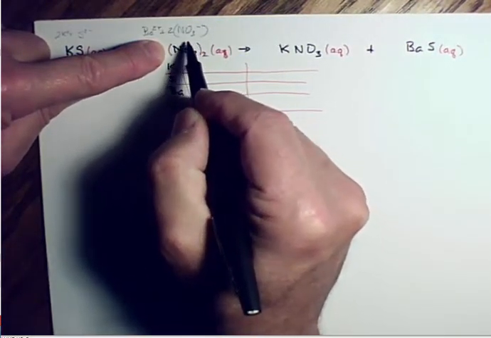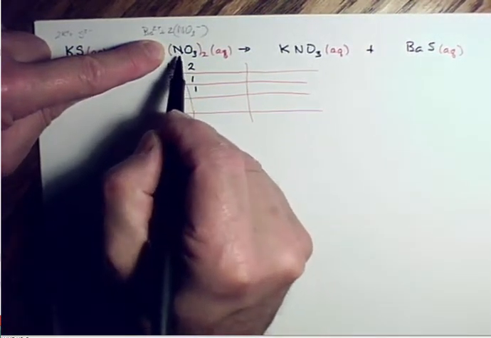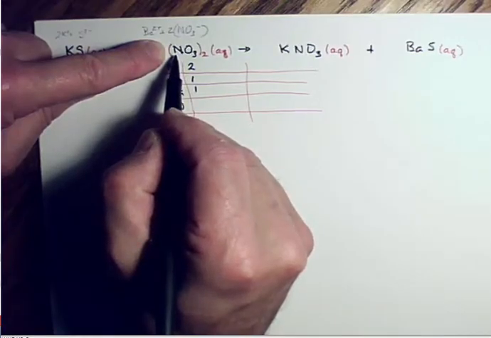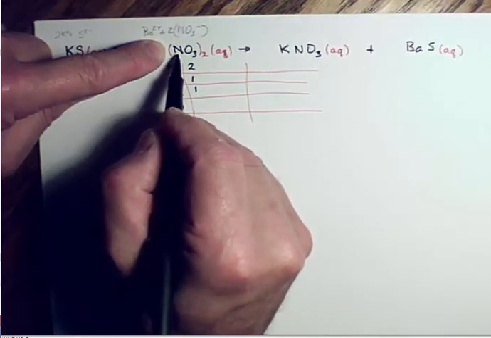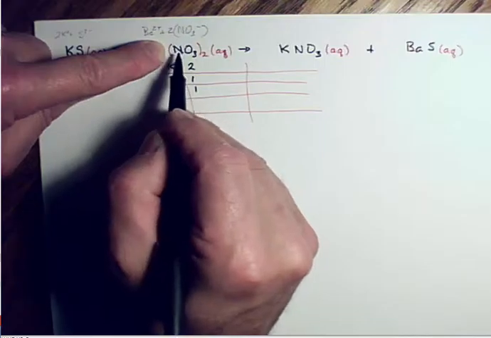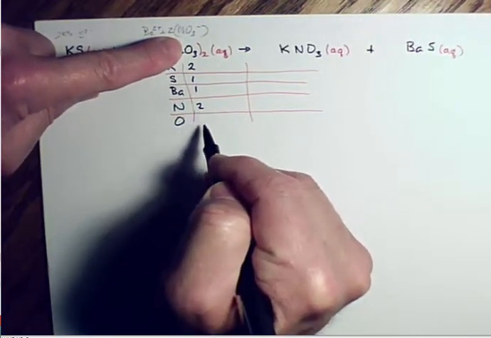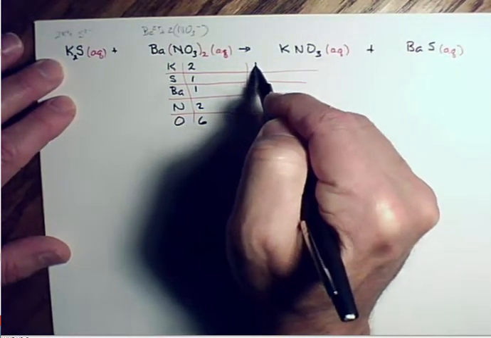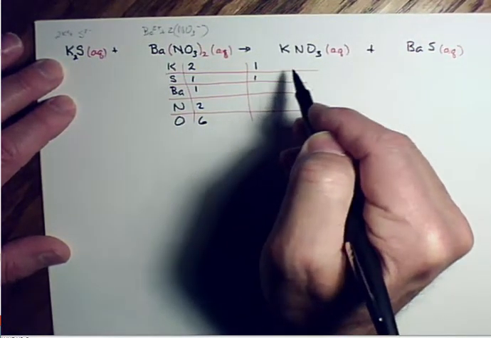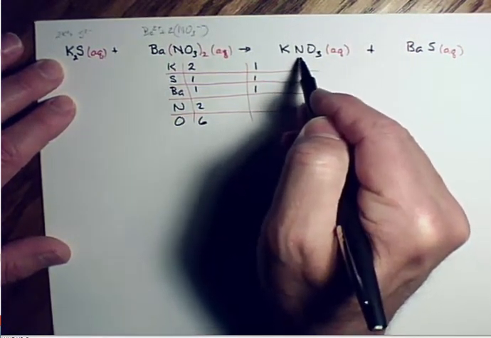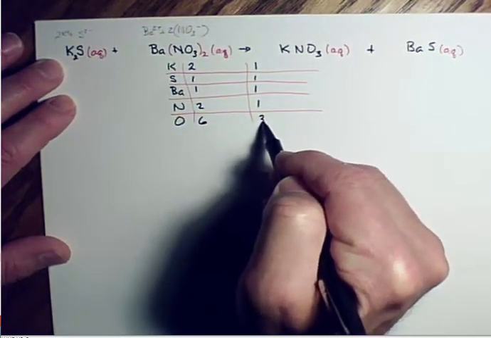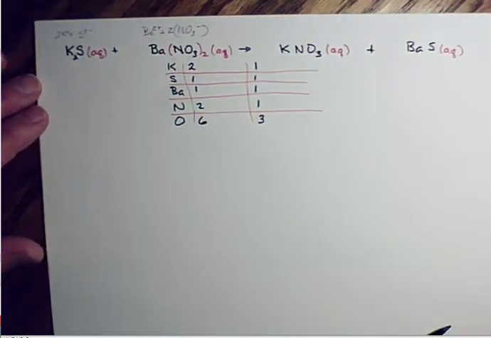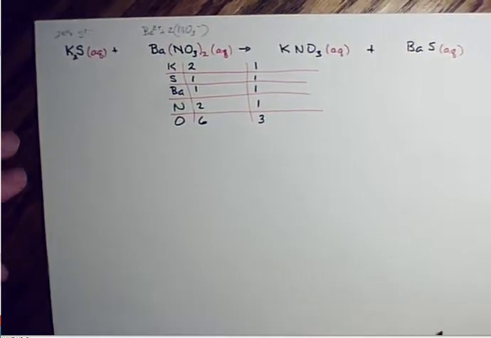The 2 on the outside of the parentheses means I have 2 of everything inside. The nitrate polyatomic ion actually has only 1 nitrogen, but the 2 outside means I have 2 nitrates, so I have 2 nitrogens and 6 oxygens. On the other side, I've got 1 potassium, I've got 1 sulfur, I've got 1 barium, 1 nitrogen, and 3 oxygens. So we want to use coefficients now to balance the overall equation.